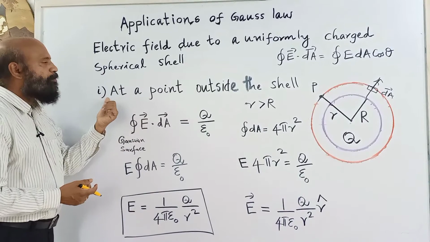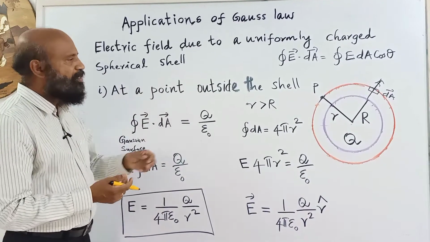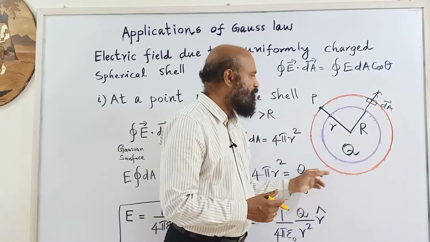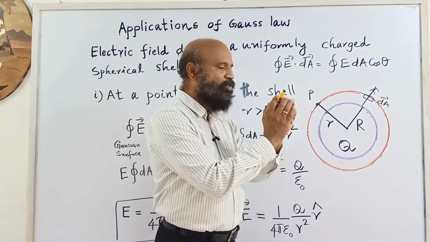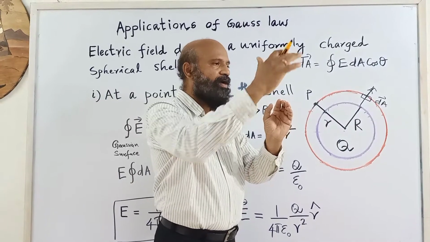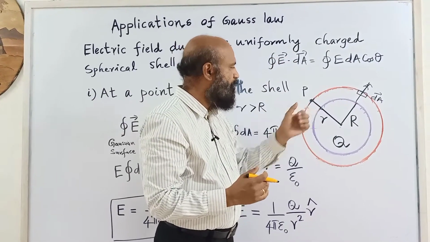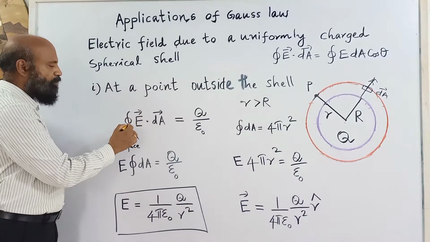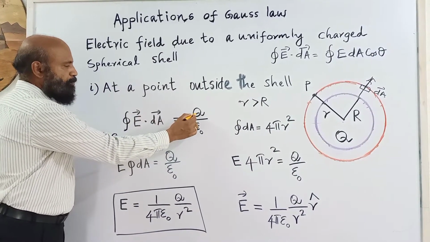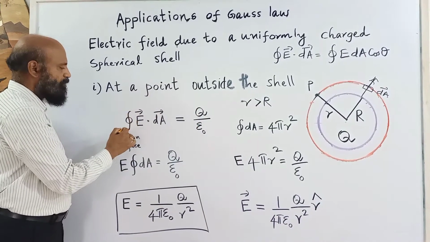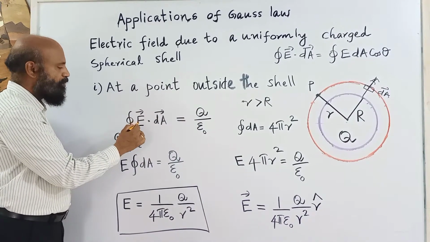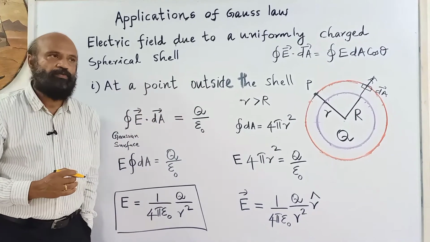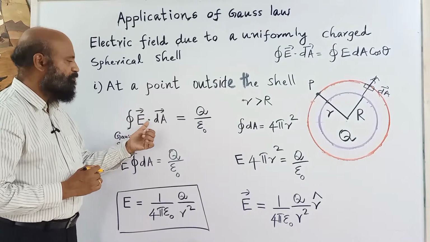First, let us see a point outside the shell. For applying Gauss law, we have to consider a Gaussian surface. Here charge is on a sphere, so you consider another sphere of radius r. Then according to Gauss law, total flux is equal to 1 by epsilon 0 times the net charge. Here flux is given by this expression, integral of E vector dot dA vector. This circle shows integration is to be done over the closed surface.